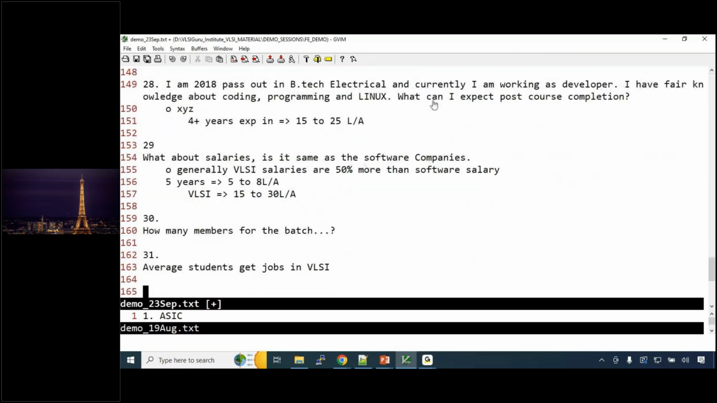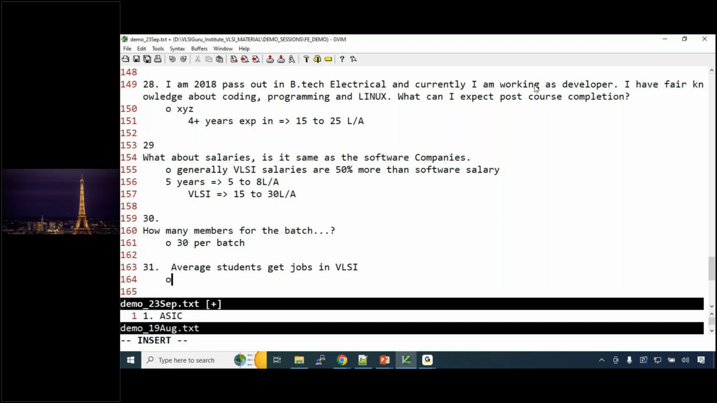How many members per batch? Right now, it should be around 30 per batch. Because even now you see the demo session itself has 40, 45 people. It should be around 30 plus, because this has DFT people also. So if I keep it as separate batches, around 30 per batch.